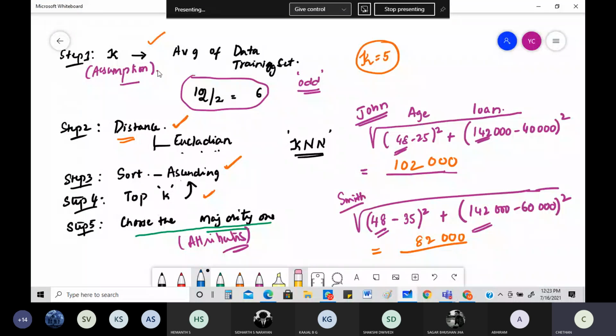We first assumed the k, and we figured out the distance using Euclidean distance. Again, some people will ask me why only Euclidean? Go for Manhattan distance. You can choose any distance. Euclidean is the simplest form. That's why I'm saying, if you start studying data, you can explore more.